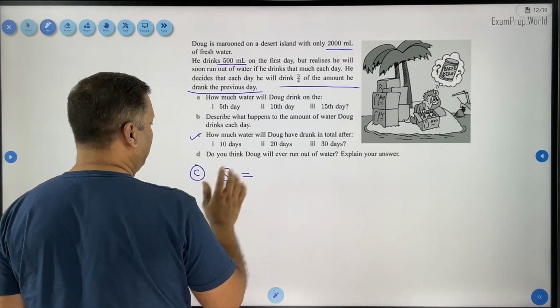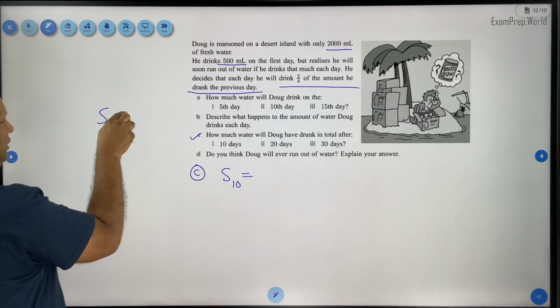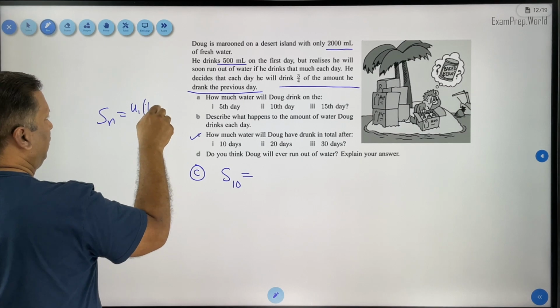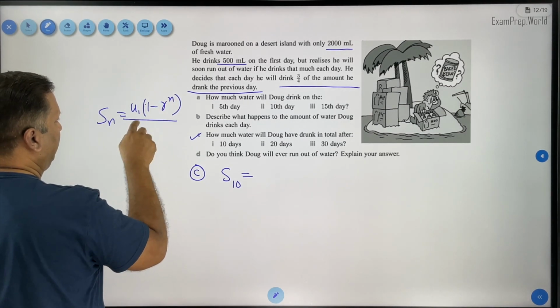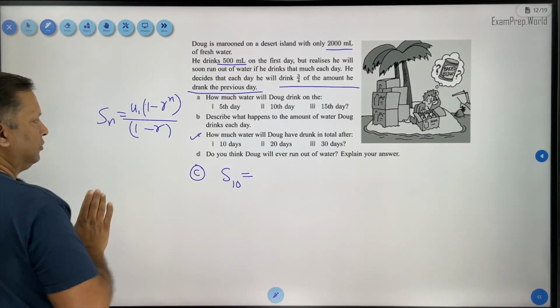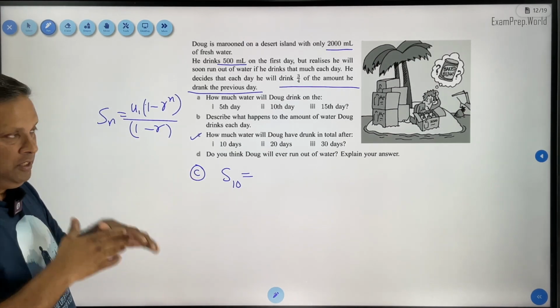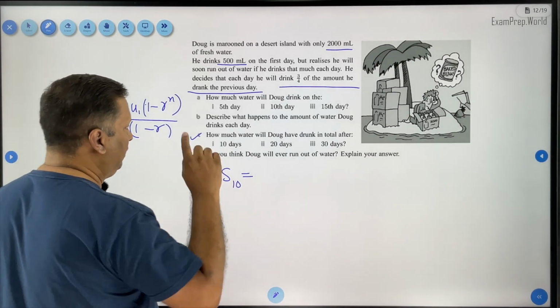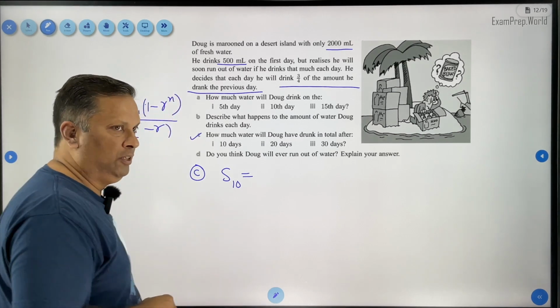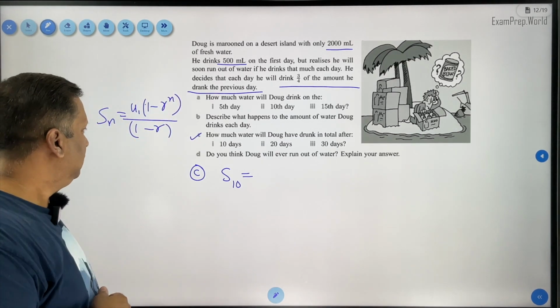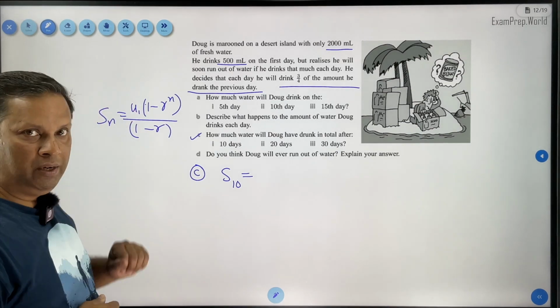So let me write the formulas for you kids. Sn equals U1 times (1 minus R to power n) by 1 minus R. This is when R is less than 1 for the converging sequence. Okay. Look at my first, second videos, so geometric sequence video. I think type 2 questions, type 3 questions is geometric sequence. So you can see there I have explained about this one.